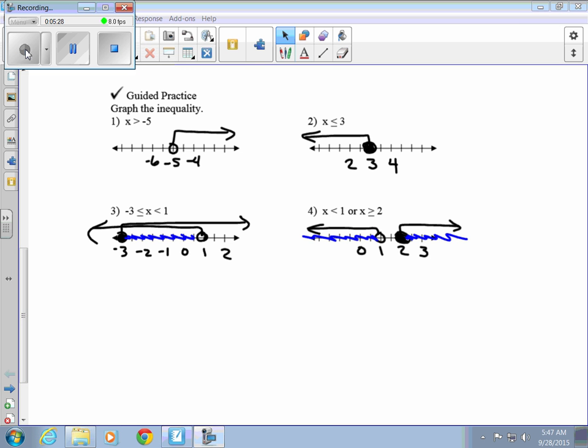And there are the solutions for the guided practice questions. Notice anytime that we have a compound inequality in examples 3 and 4, we must show where our solutions are. And I did that with blue in this case. So those are the solutions.